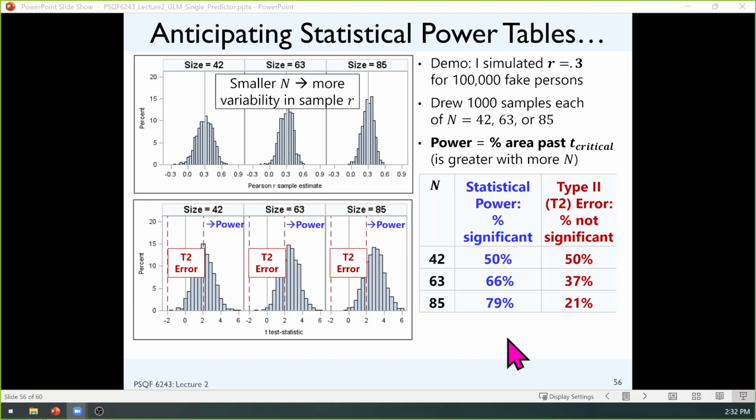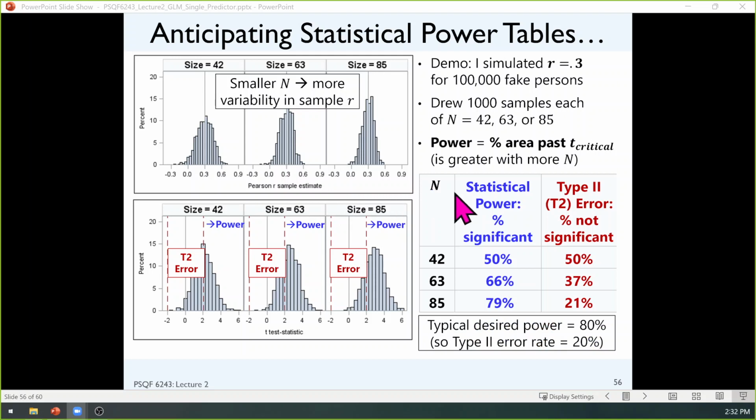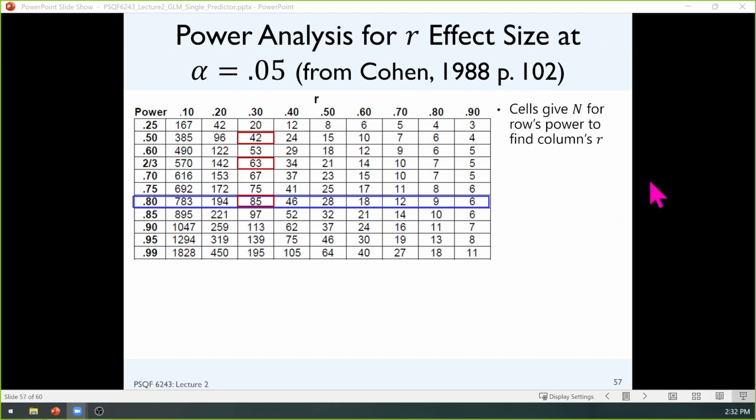Now, do you want to know why I picked 42, 63, and 85? I know it's a rhetorical question, but I'm going to ask it anyway. Do you want to know why? I had a reason. I promise. Because somebody already figured this out.